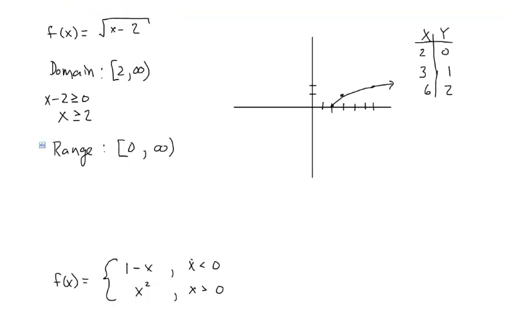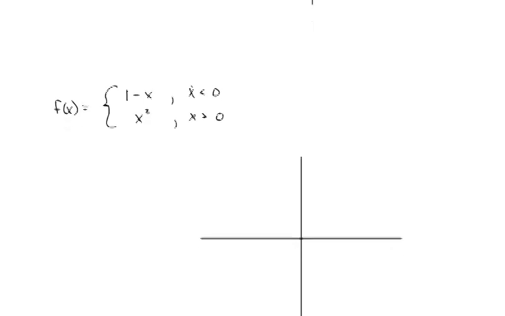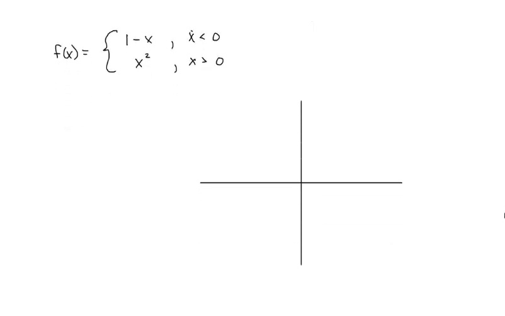In my next example, I have a piecewise function, and we can see that f of x is equal to 1 minus x if x is less than 0, and x squared if x is greater than 0. But if you notice that both of them, one of them says less than 0 and one of them says greater than 0, so our domain does not include 0. So domain is negative infinity to 0, union 0 to infinity.